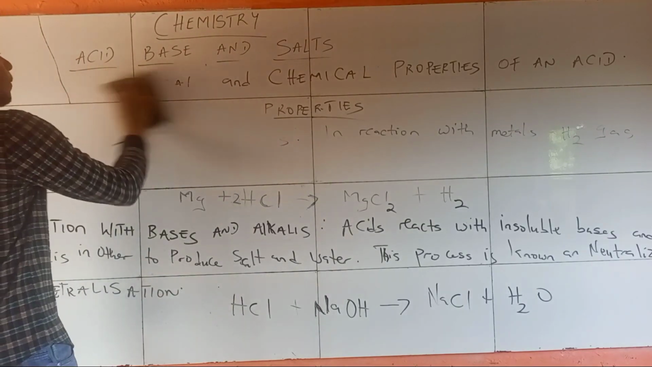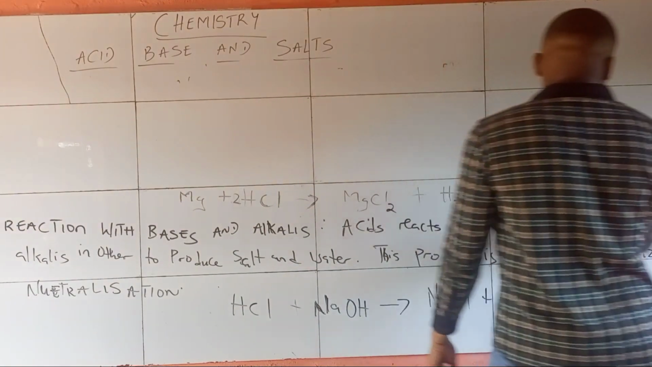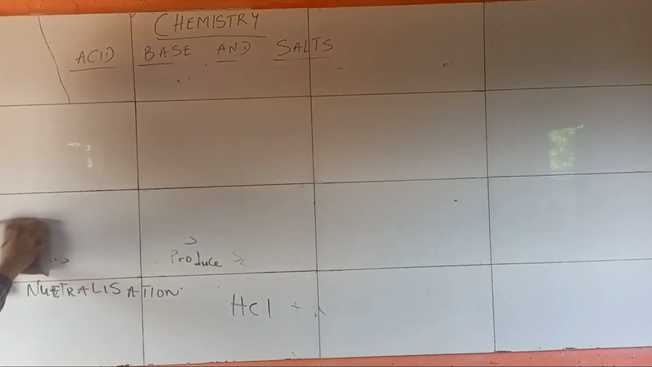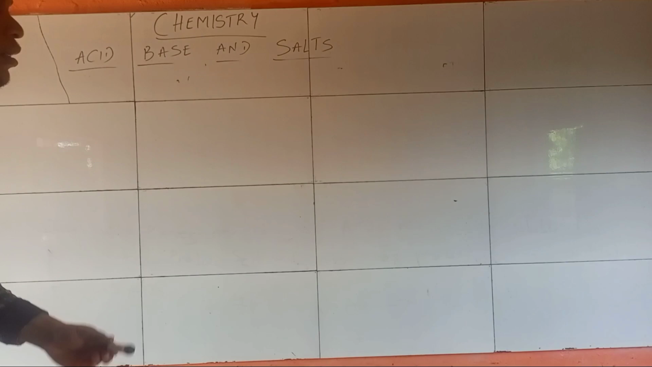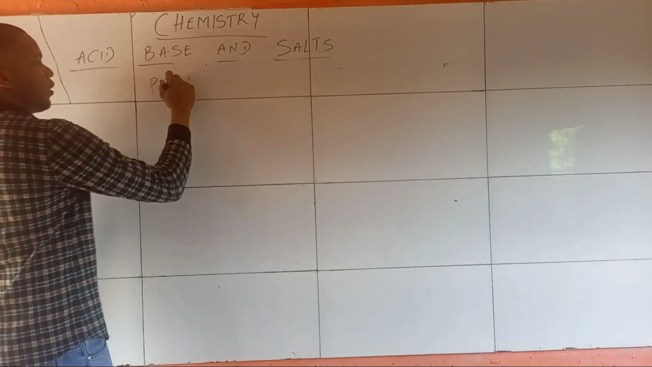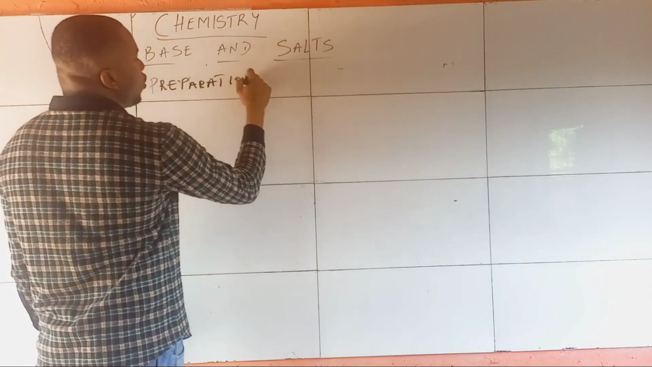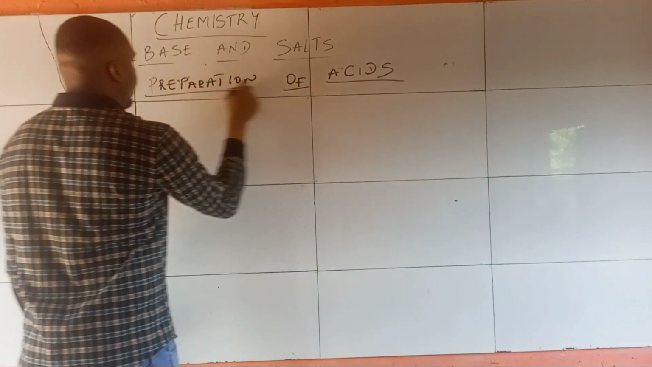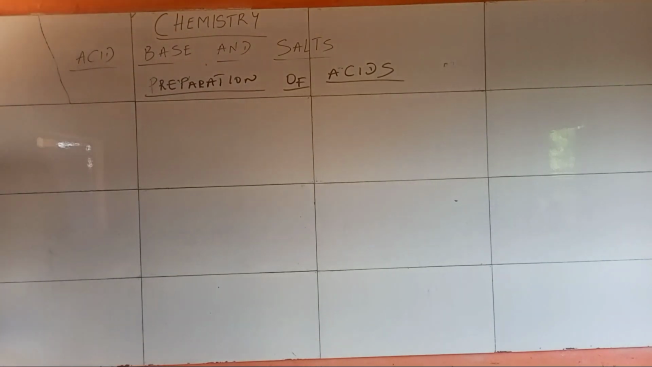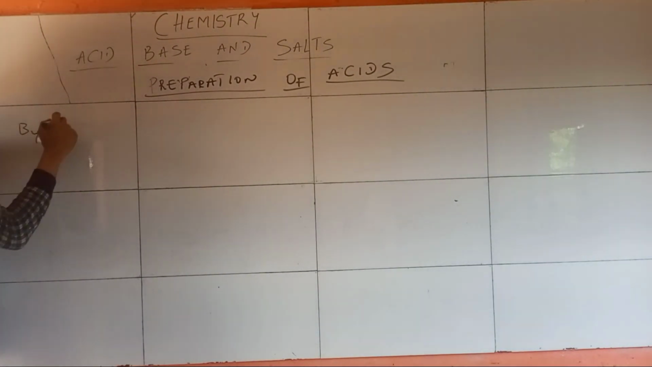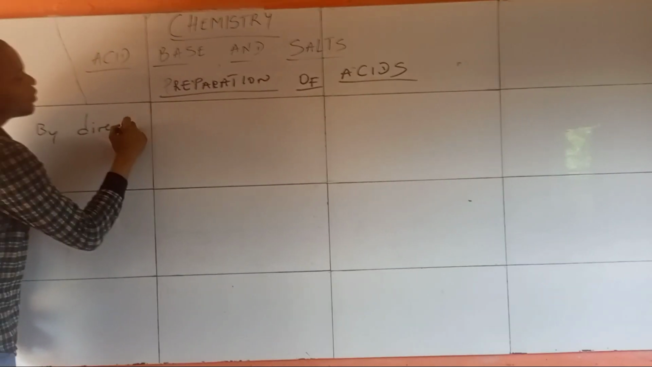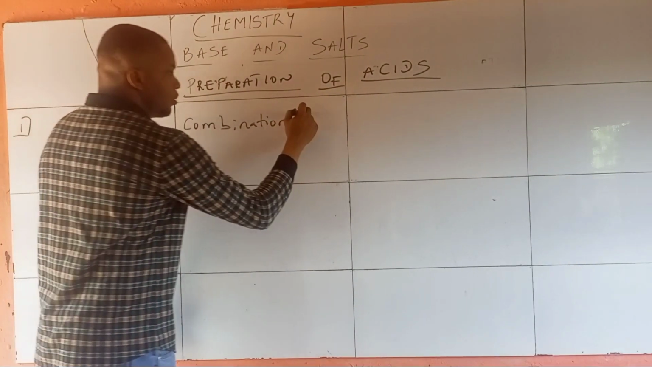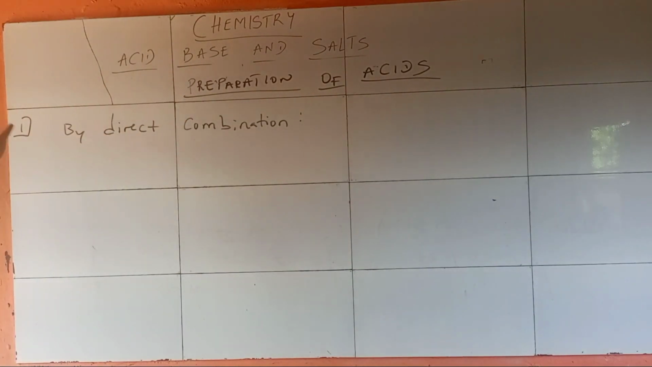Let's go to the preparation of acids. We can say, number one, by direct combination. Preparation of an acid. We can say one, by direct combination.